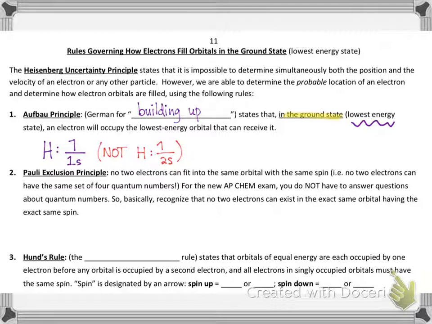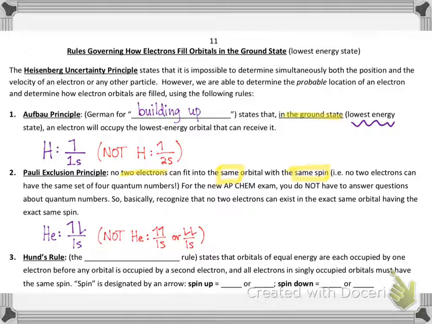Okay, Pauli exclusion principle, that's a fun one. It says no 2 electrons can fit in the same orbital with the same spin. Basically, they can't both be spin up or they can't both be spin down. So if you look at helium, of course it has 2 electrons. According to the Aufbau principle, they're going to go into 1s, lowest energy available. But then, by convention, we say that the first electron is always spin up. That means the second electron is going to be spin down because they cannot be in the same orbital with the same spin.